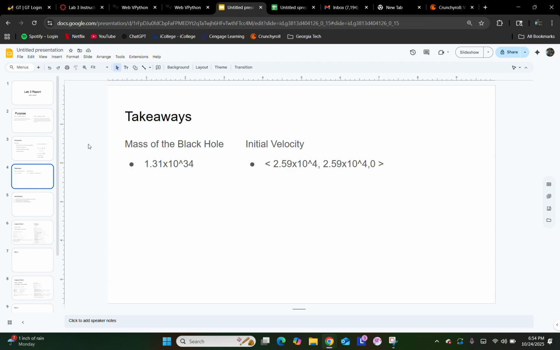The mass of the black hole that I found in the first part was 1.3 times 10 to the 34 kilograms. And then the initial velocity was 2.59 times 10 to the 4 in the x and the same in the y, meters per second. That was basically found by trial and error.